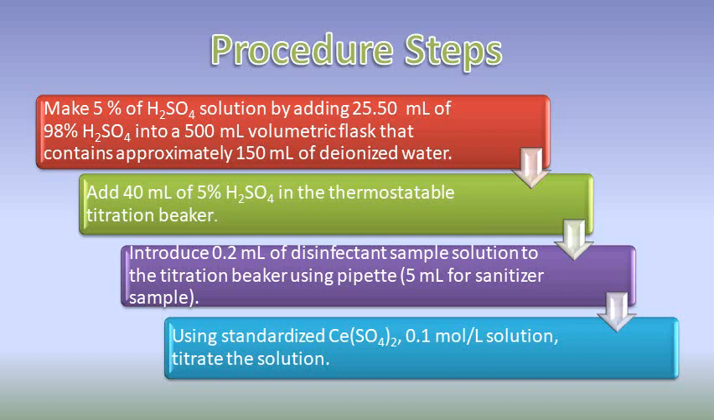Then we add 40 milliliter of 5% sulfuric acid into the thermostable titration beaker, and into this beaker we add 0.2 milliliter of the disinfectant sample, and in case of sanitizers we add 5 milliliter of the sanitizer sample, and we titrate it against the standardized cerium sulfate that is 0.1 mole per liter.